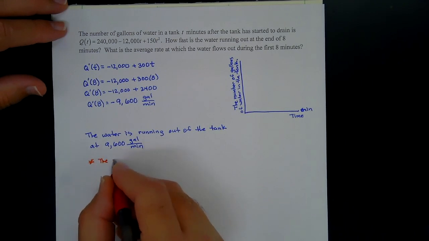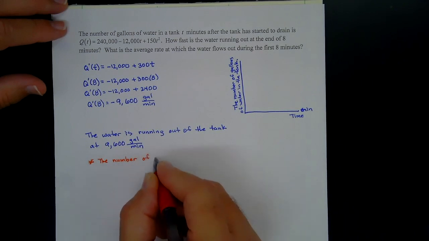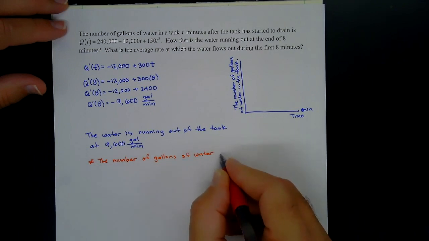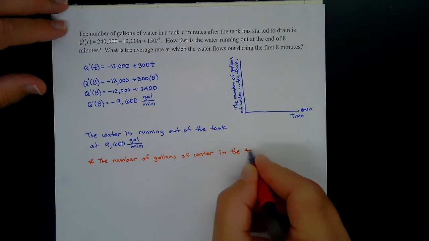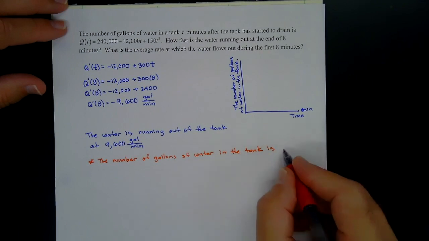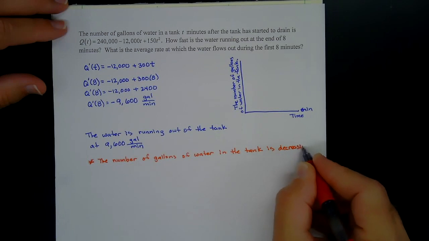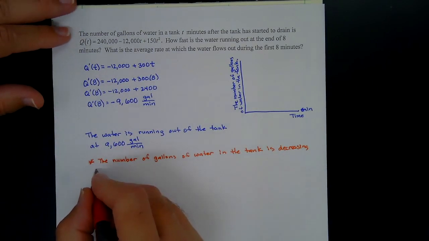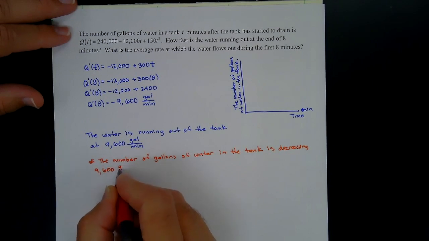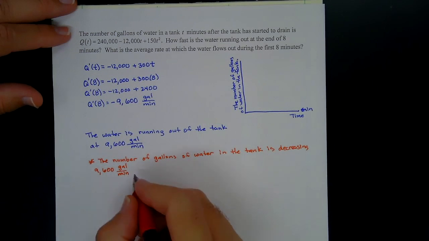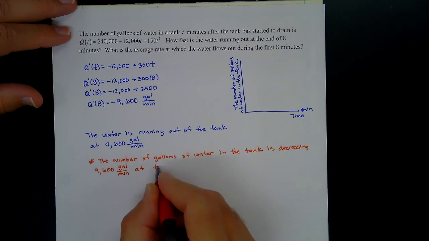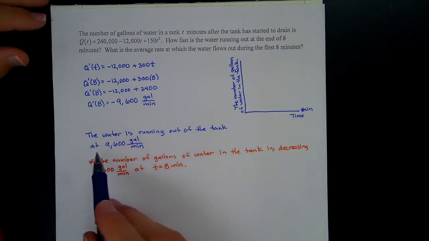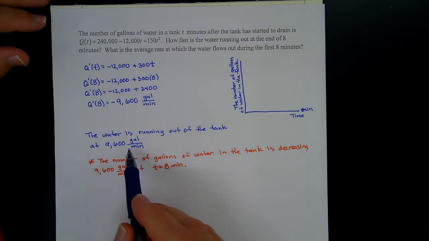The number of gallons of water in the tank is decreasing, because this rate is negative, the amount has got to be decreasing, 9,600 gallons per minute, and then we could say T equals 8 minutes. And I just realized I forgot to say this: for the previous answer, the water is running out of the tank at 9,600 gallons per minute at the end of 8 minutes.